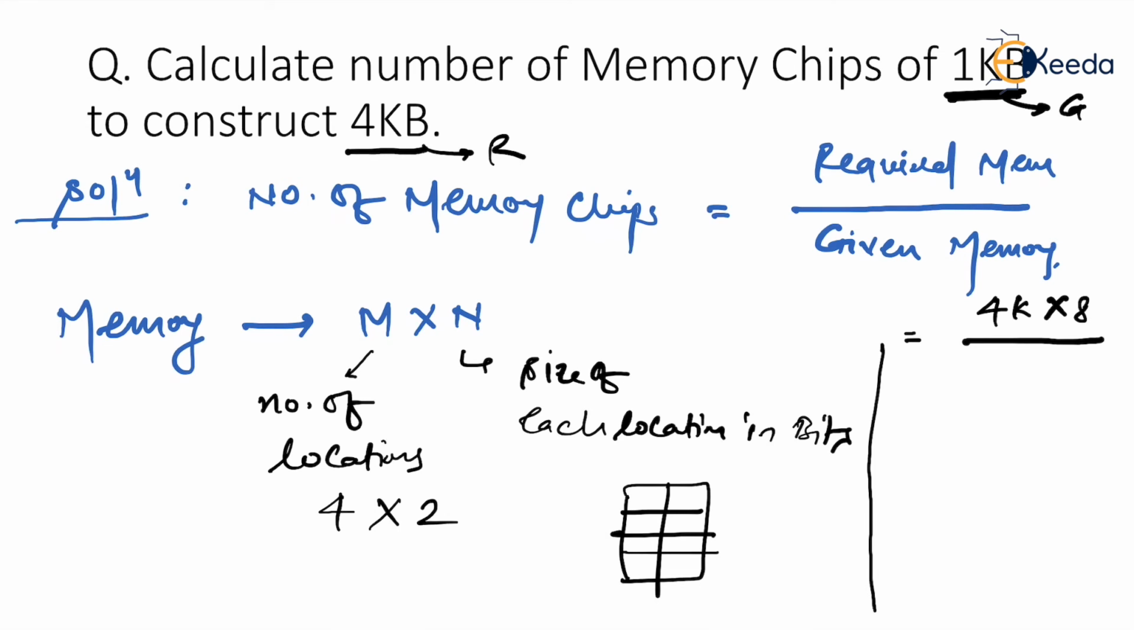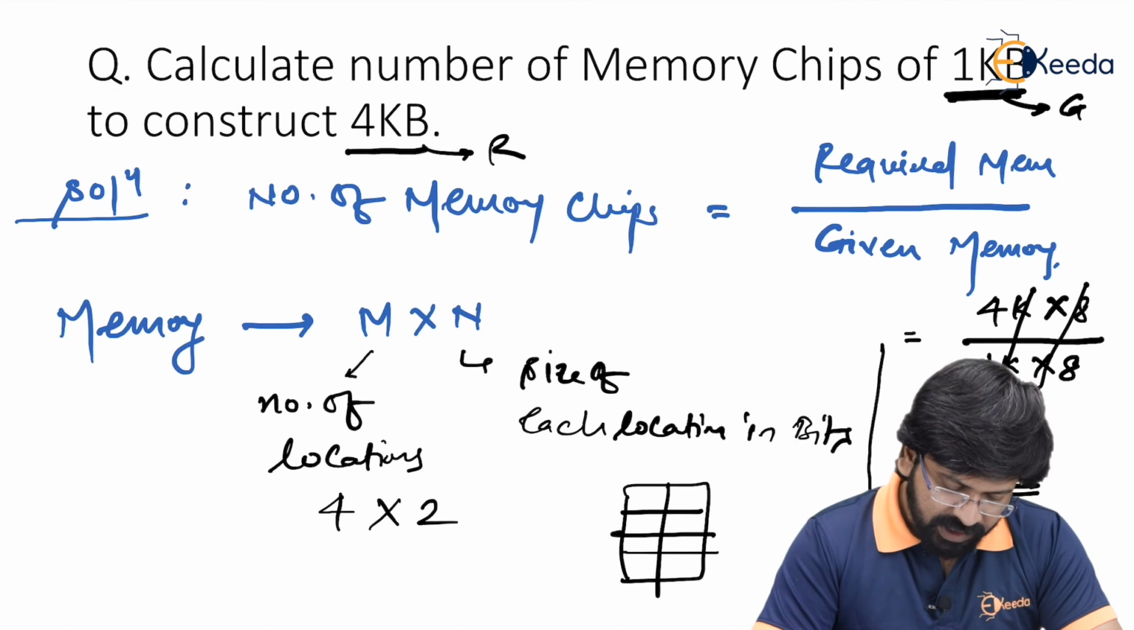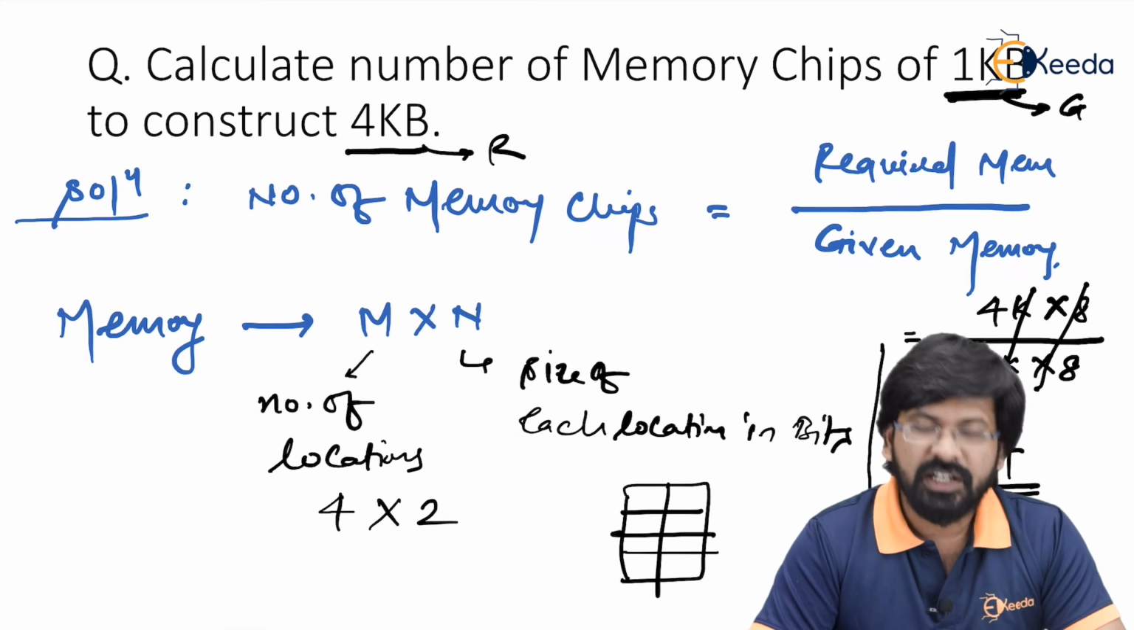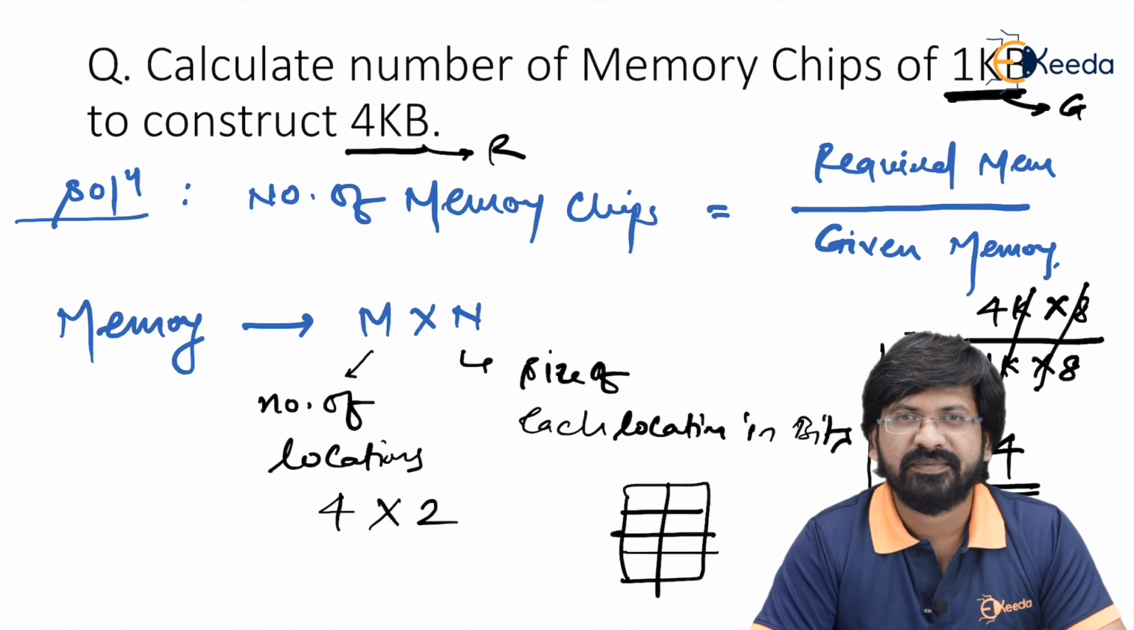It's very simple, right? Whereas 1 KB can be written as 1K cross 8. Remember, B stands for byte and byte stands for 8 bits. It shows you the size of every location here. So when you cancel it out, K also cancels. So what is remaining? 4. So how many chips are required? 4 chips are required. See, one can do this orally, 4 KB divided by 1 KB also gives you 4. But knowing the theory behind it is very, very important. Now you will understand the importance of this theory in the next question.